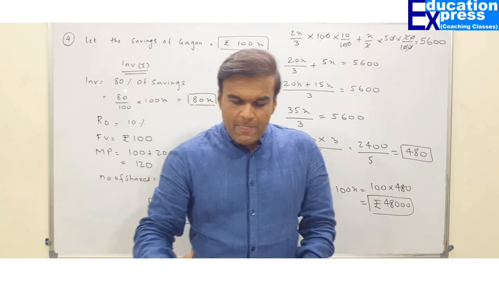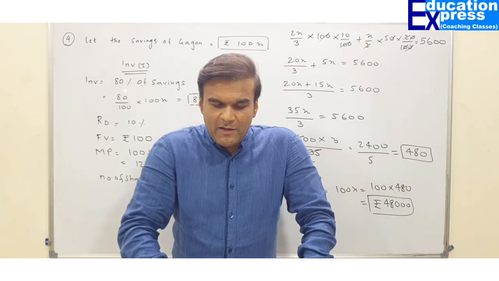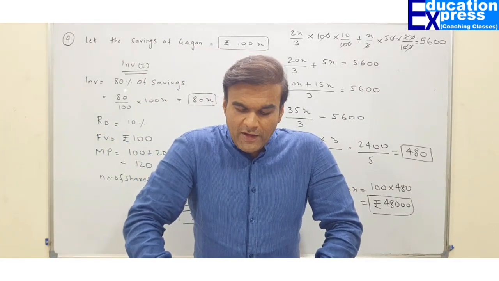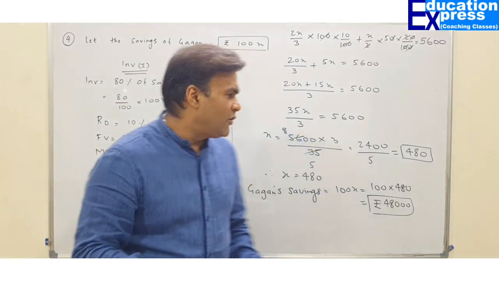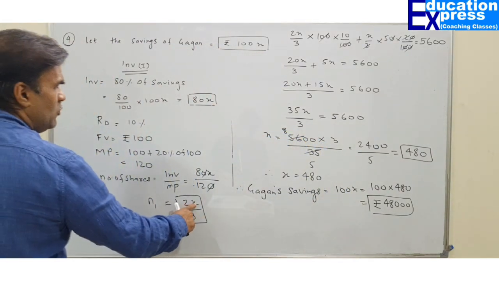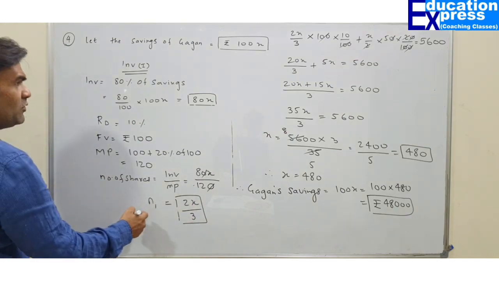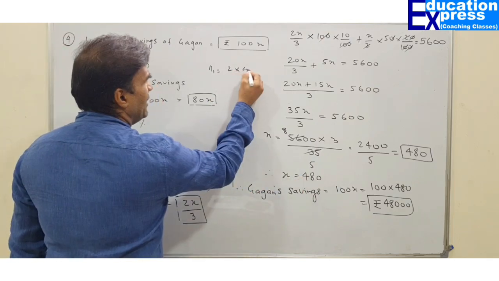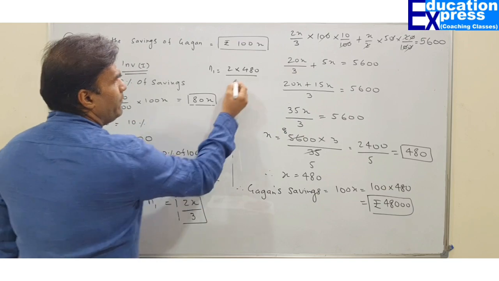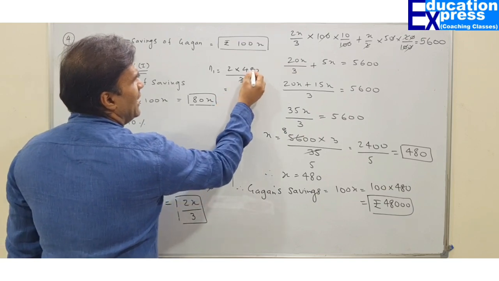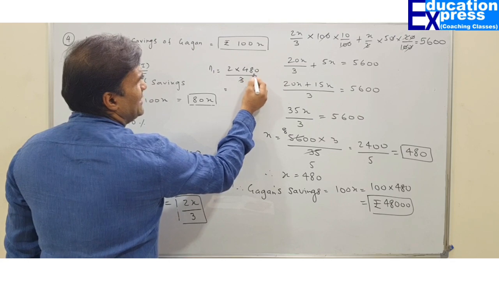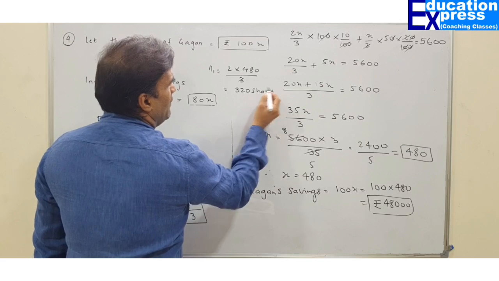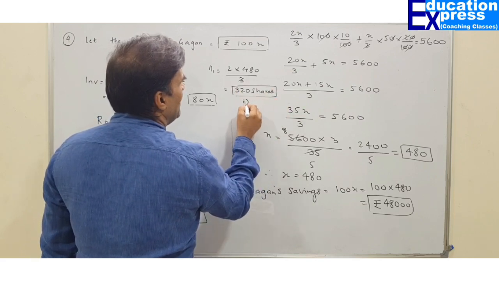First, the question is to calculate his investment in the shares on the whole. So his total investment is rupees 48,000. Find the number of shares of the first kind he bought. What was the number of shares? So 2x upon 3. If I substitute for N1, it will be 2 into the value of x, which is 480, upon 3. So 3 ones are 3 and 3 16s are 48. So 160 into 2, 320 shares. So this is the answer to the second part of the question.